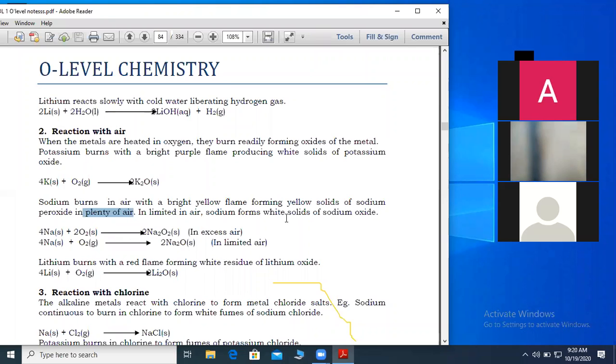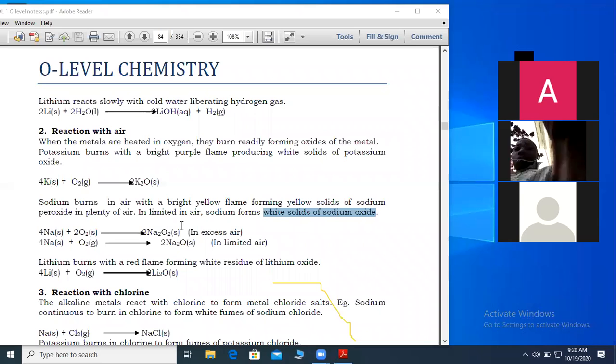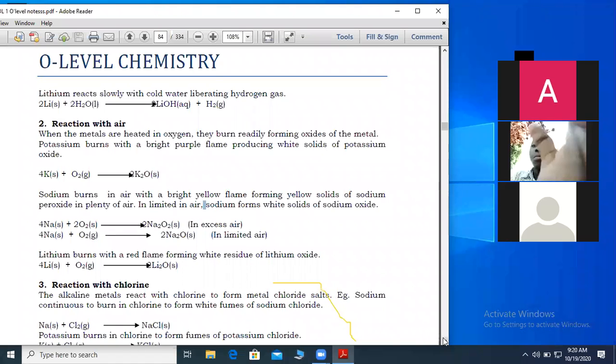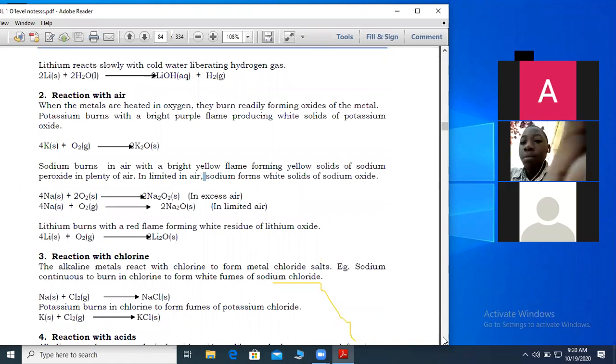Yes. So what we need to note is that sodium peroxide is a yellow solid. In limited air, sodium forms a white solid of sodium oxide. So that's what I wanted from you. Sodium oxide is a white solid and sodium peroxide is a yellow solid. Please don't ever forget that chemistry.